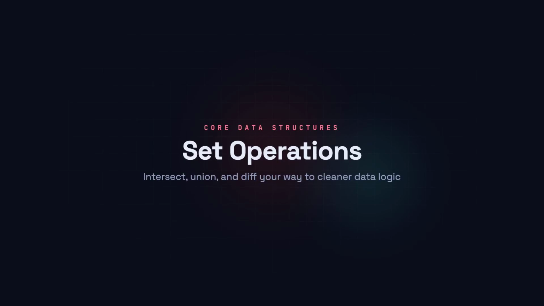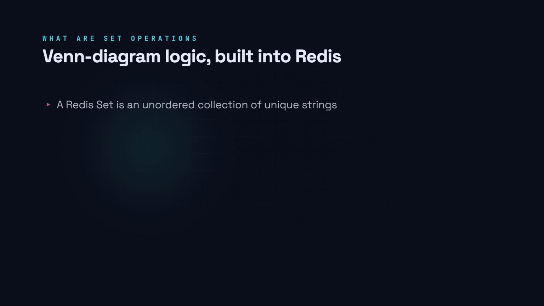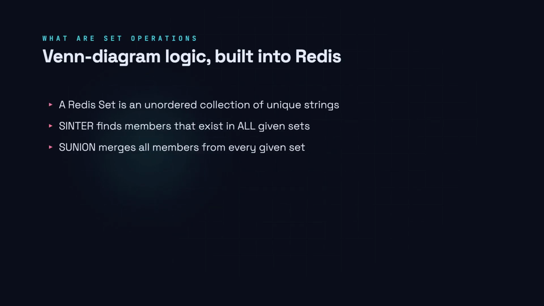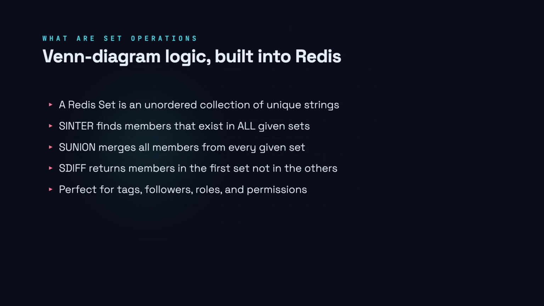Redis sets are not just storage, they come with built-in math. In this video you will learn how to intersect, union, and diff sets, and what to watch for when reviewing code that uses them. Whenever your application logic sounds like, "find users who have both of these tags," or, "what permissions does this role not share with another," that is a signal to reach for Redis set operations instead of doing the work in application code.